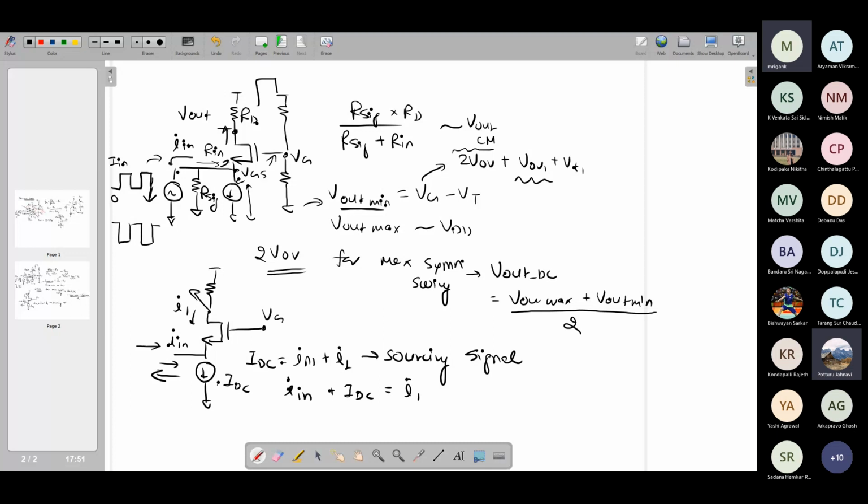In this case, of course, we understand that if your signal is sinking current, this is the sinking signal. So if your current is increasing, that means it is sinking current. You must be having the I1 increasing. And if the I1 increases, then only it will be able to support IDC plus this additional current. That means that additional current is actually adding to the MOSFET current, and therefore the voltage at the drain must go down.